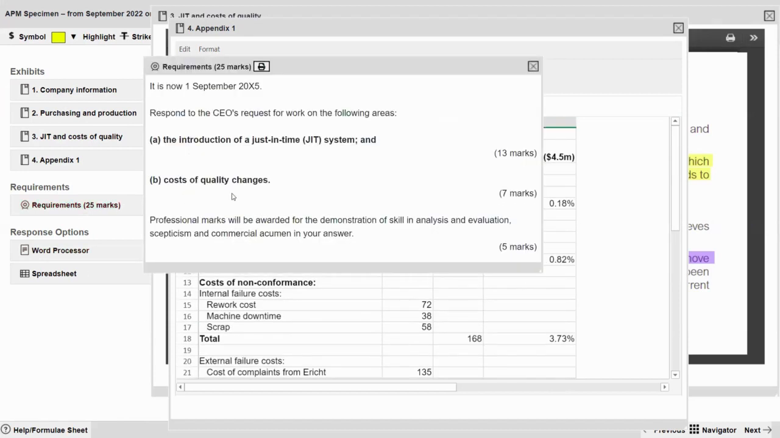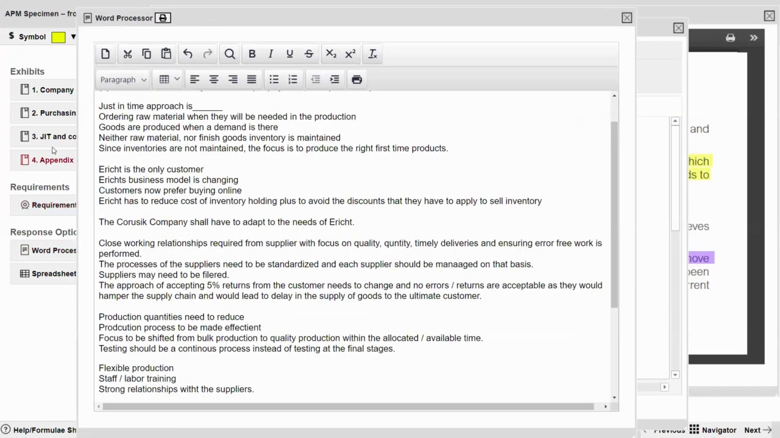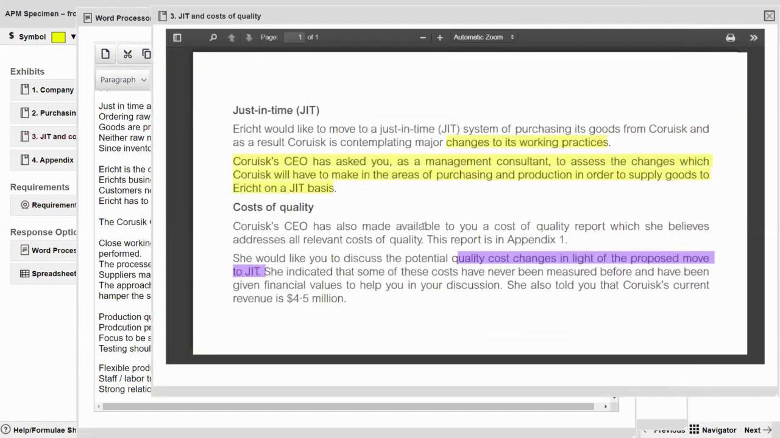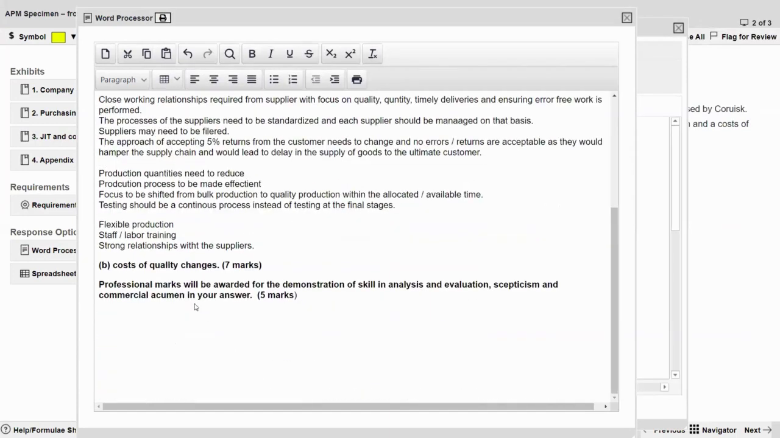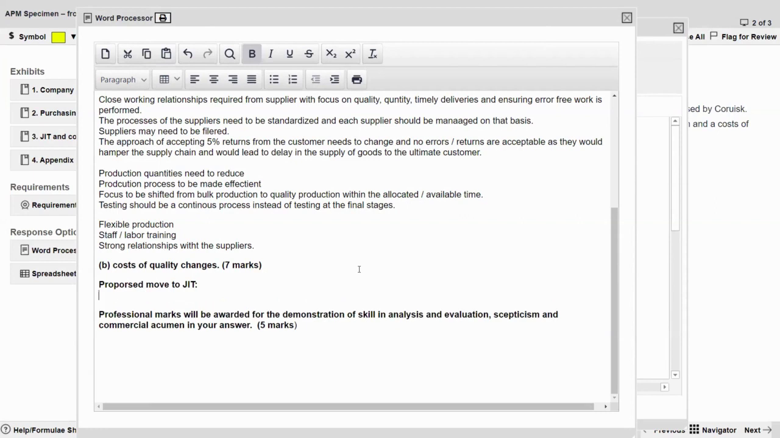Now, what is the requirement of the question? That you have to respond to the cost of quality changes. Now, what is the examiner asking us to do? He's saying that she would like you to discuss potential quality cost changes in the light of the proposed move to JIT. Now, when we are going to be talking about this proposed move to JIT, what is it that we are going to do?